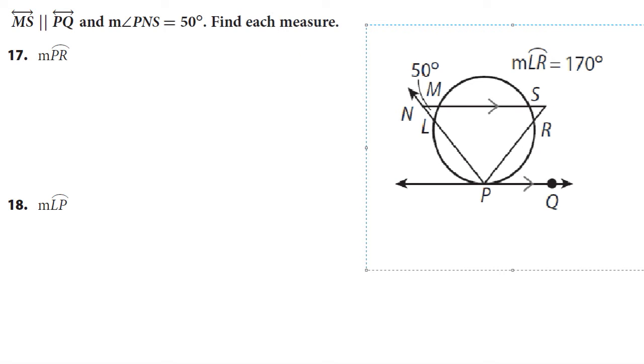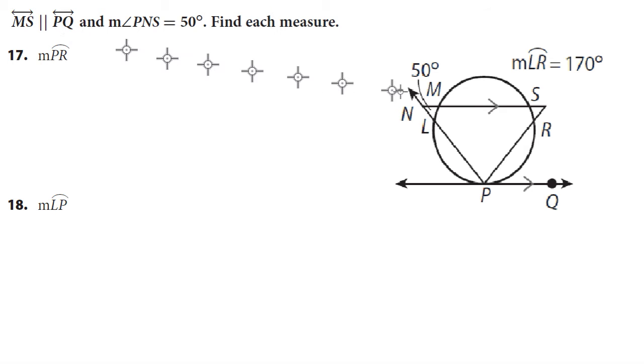There was a question by a few students about question number 17 on the WW homework assignment from module 19.5. Let's take a look at it. Number 17. Line MS is parallel to line PQ. They've already labeled that for me, so that's good.